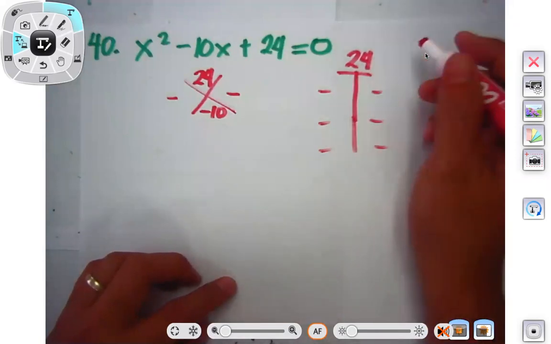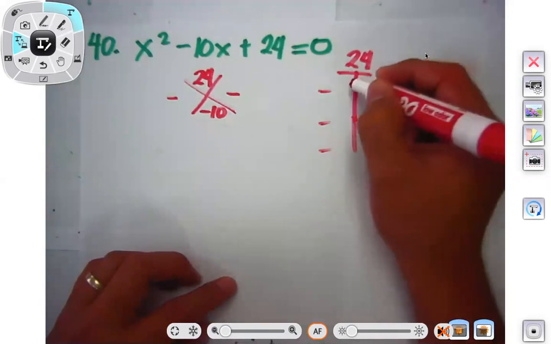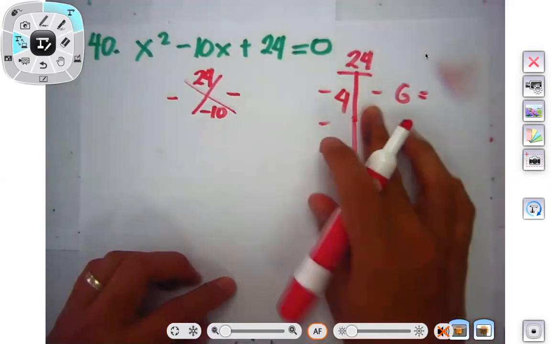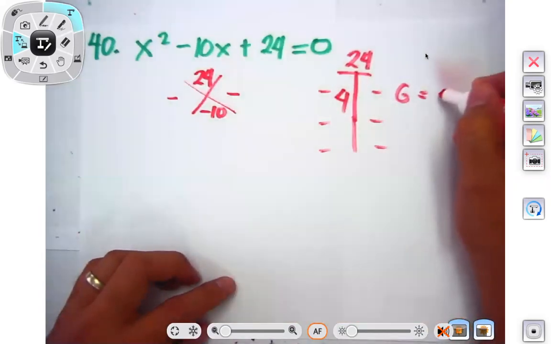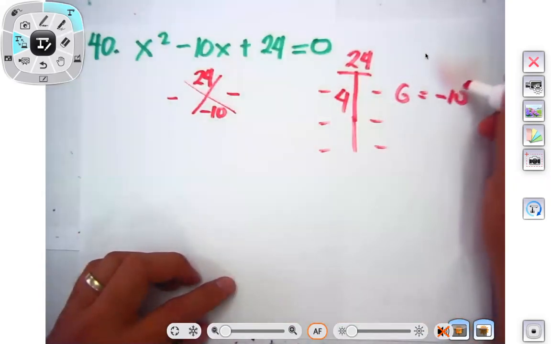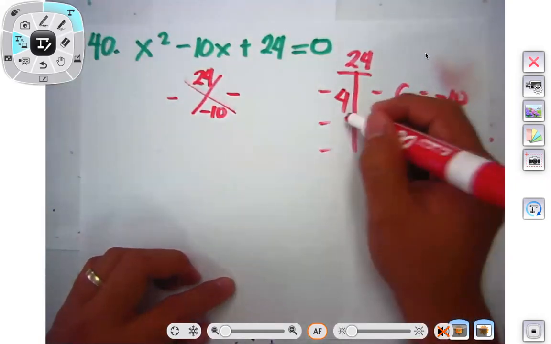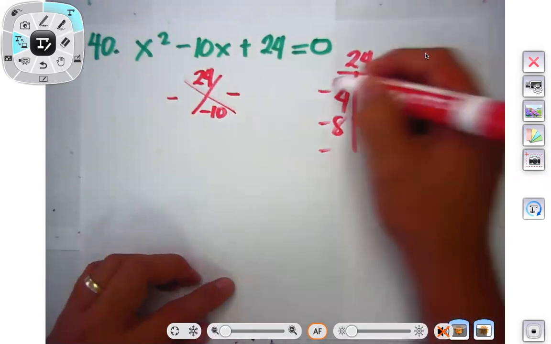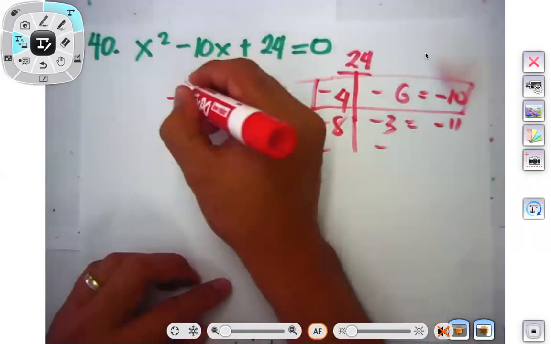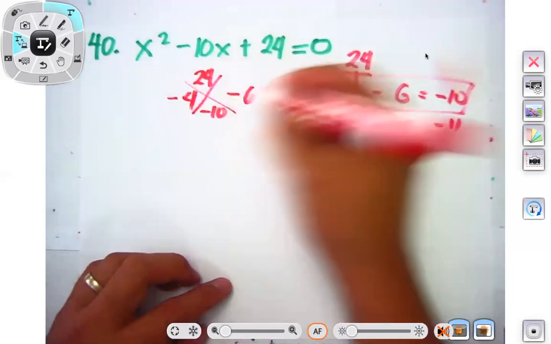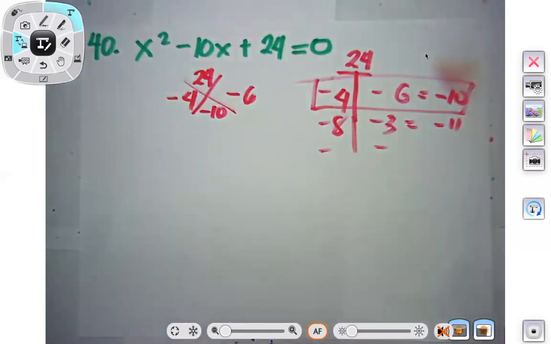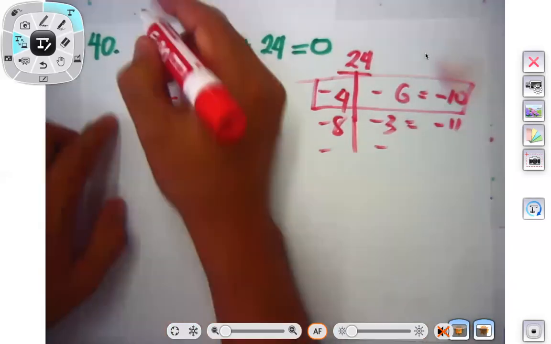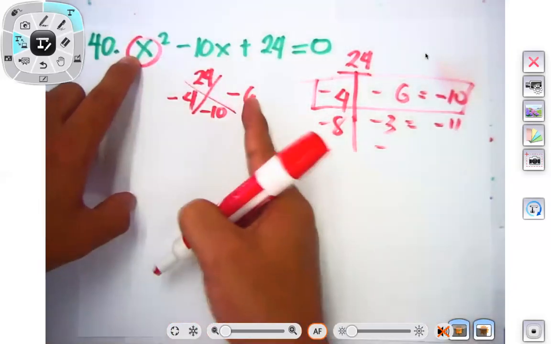Let's try. What do we have in mind? 4 and 6. All right. Can you add this? Negative 4 plus negative 6? Negative 10. There are others, but the sum is not negative 10. You can have 8, 3, but this one is negative 11. So we only take this. All right. So that's negative 4, negative 6. Now, tell me your factors without doing grouping. All right. You have x minus 4, x minus 6.